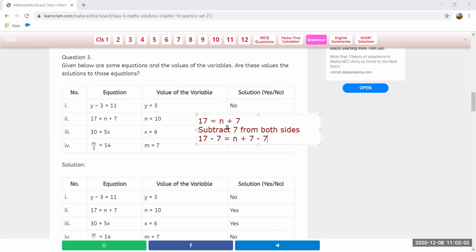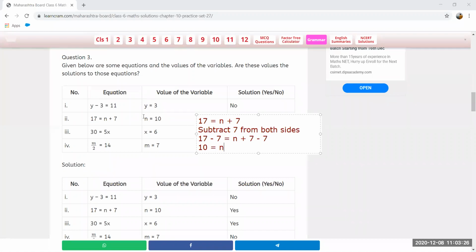As we have said, subtract 7 from both sides. So that's why here minus 7 would be there. Here also minus 7 would be there. Now 17 minus 7 is how much? 10. Right? 17 minus 7 is 10. Equal to this plus 7 minus 7 would get cancelled and we will get the value of n.